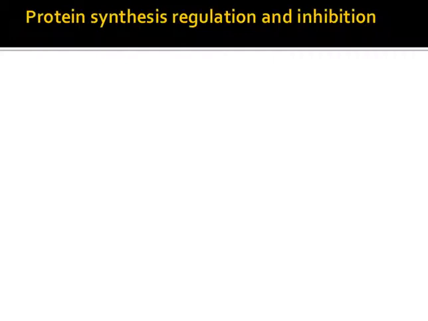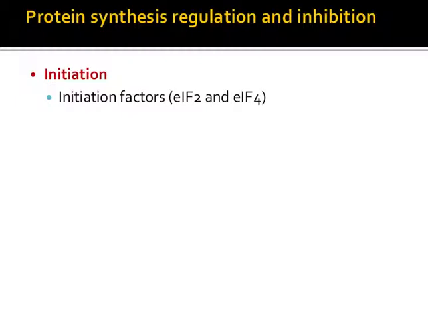Protein synthesis can be regulated or inhibited at many steps. One important step of regulation is the initiation. This is done through the initiation factors, mainly initiation factor 2 and 4. The regulation is usually done by phosphorylation, dephosphorylation of the factors or inhibitors of the factors. For example, insulin, which is an anabolic hormone, produces a generalized increase in protein synthesis, and this is done by phosphorylating an inhibitor of initiation factor 4, and therefore the level of protein synthesis increases.